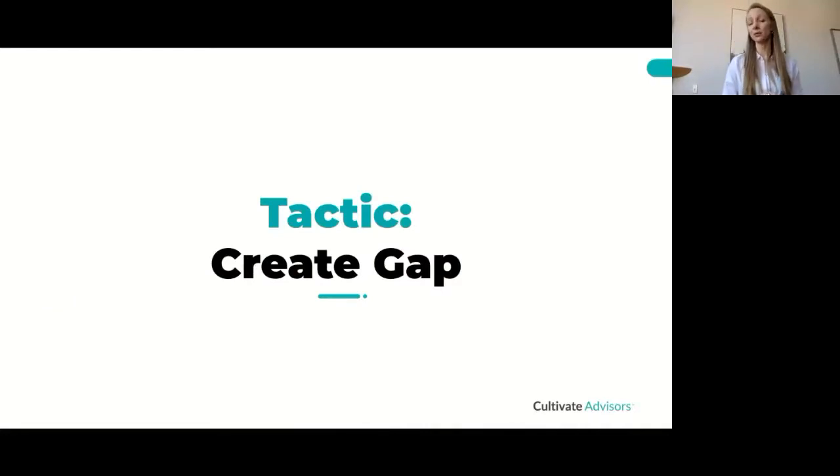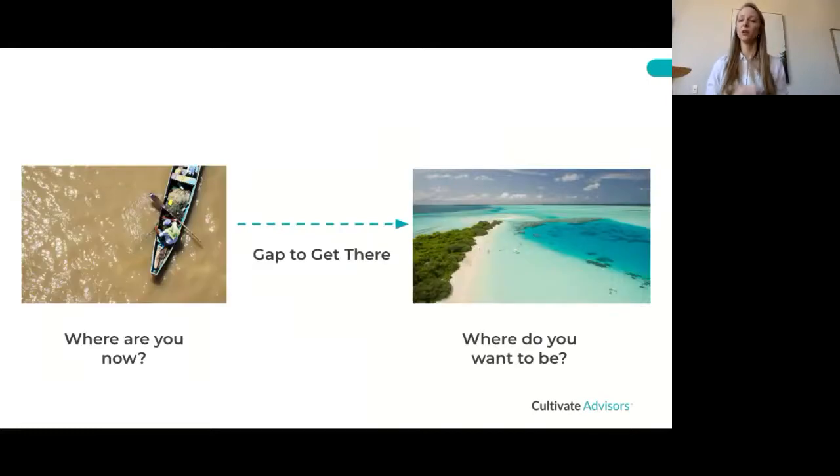So the first tactic we're going to talk about for this, how to create gap. You create urgency by being a detective, and you help them go and create gap in order to get them to take action. So what's gap? Okay, gap is helping them figure out, where are you now? In this example, you are in the middle of some very dirty water. That's where you are right now. It's about helping them see reality of where currently they exist. It's also about helping them get clarity on where they want to go.